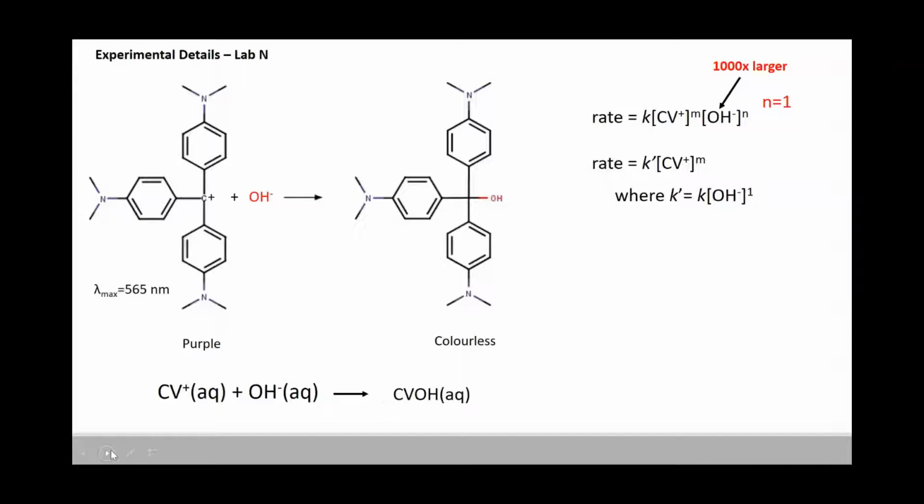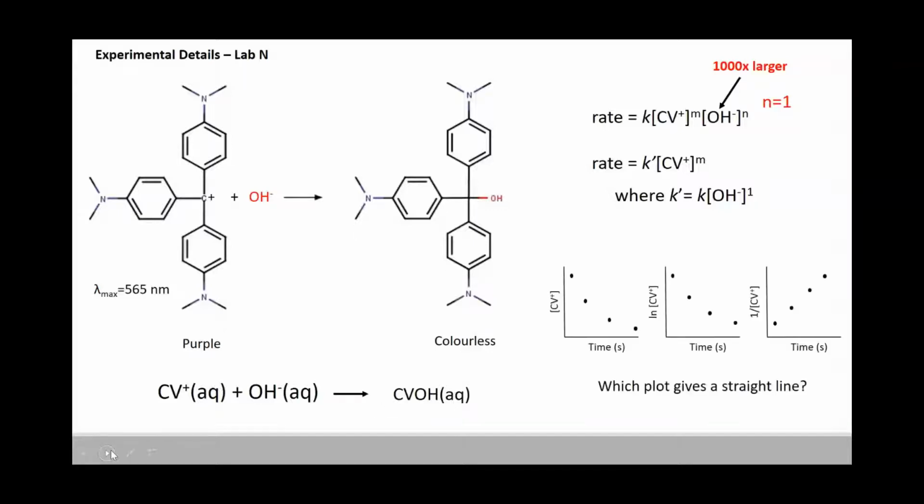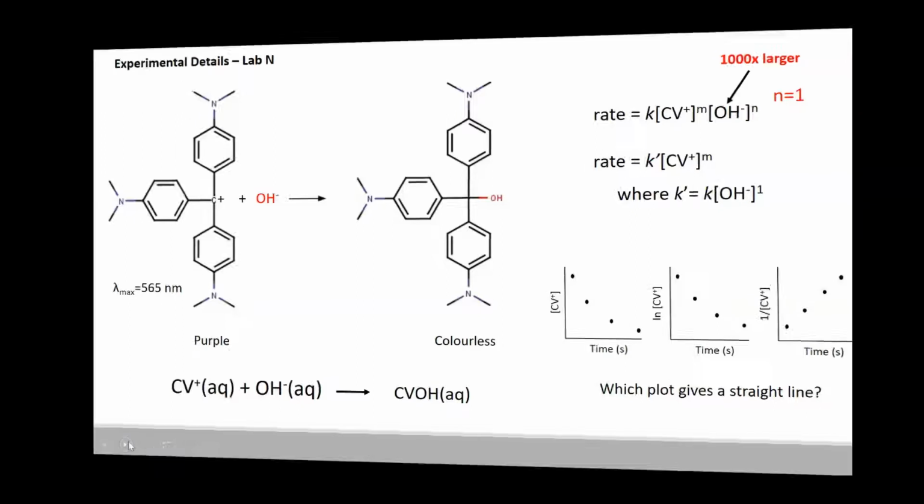Our goal in this experiment will be to produce an absorbance versus time graph which shows the consumption of the crystal violet cation. Using Beer's law, the absorbance can be converted to the concentration of the crystal violet cation. Three related graphs can then be produced in Excel: concentration versus time, ln of concentration versus time, and 1 over concentration versus time. The graph which shows a linear relationship will correspond to the order of the reaction with respect to the crystal violet. Therefore, this approach will allow us to determine the exponent m.